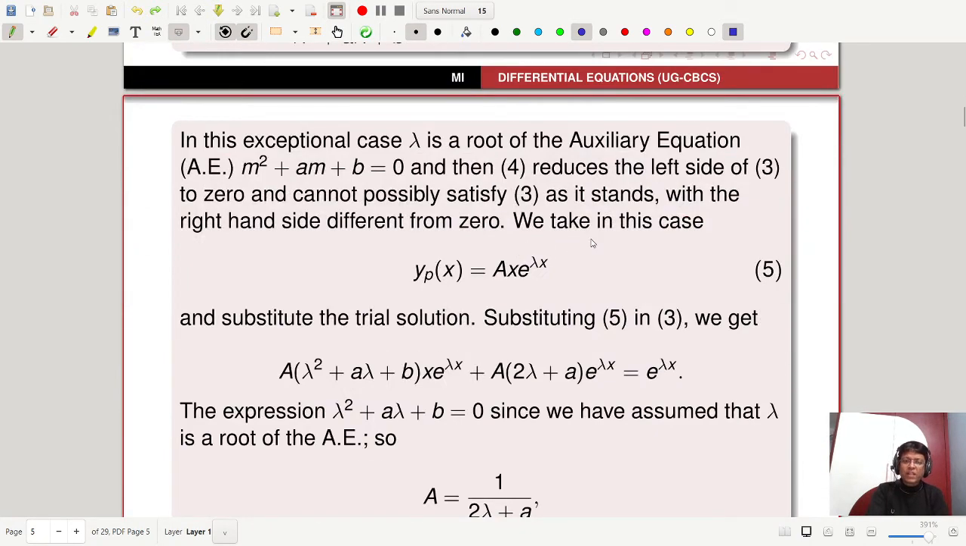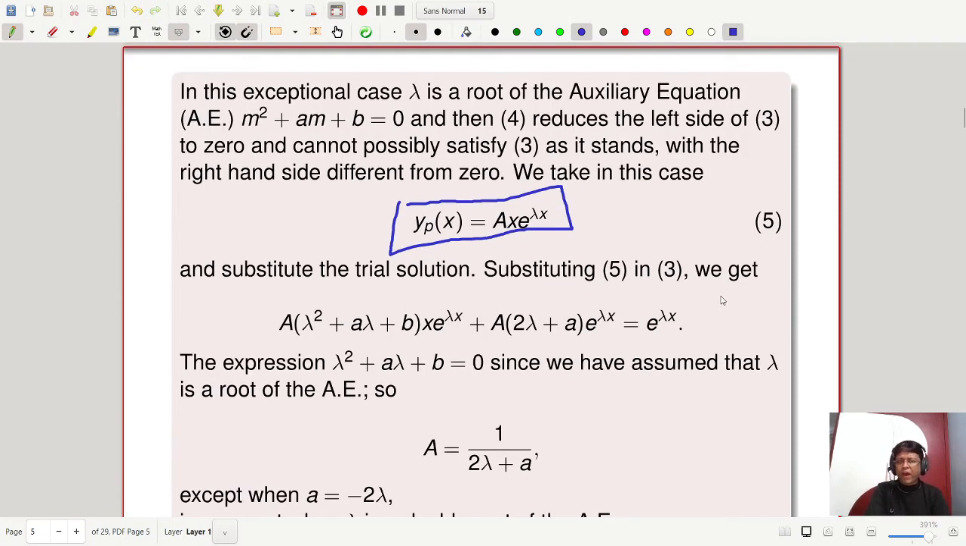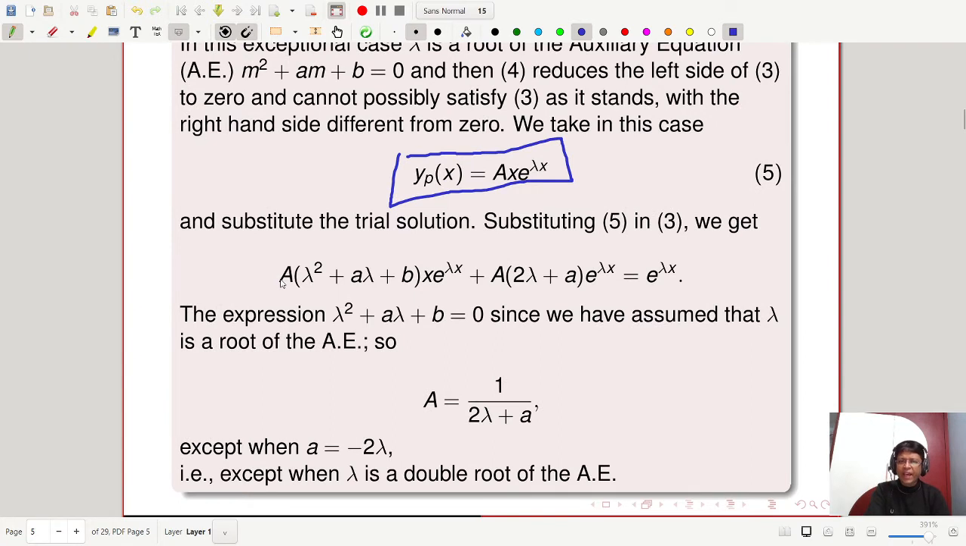So in this case, you have to take the particular integral as yp(x) equal to A x e to the power lambda x. Now it will satisfy the equation. If I substitute, that is the right solution, so it will satisfy the equation. So you have an extra x multiple. Now substituting in 5 and 3, we get A times (lambda square plus a lambda plus b) x e to the power lambda x plus A times (twice lambda plus a) e to the power lambda x equal to e to the power lambda x.